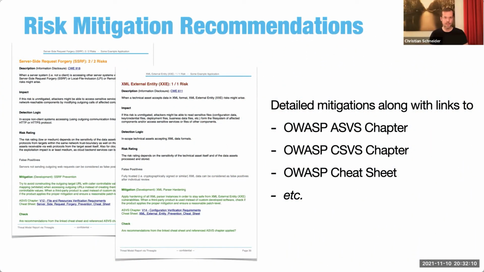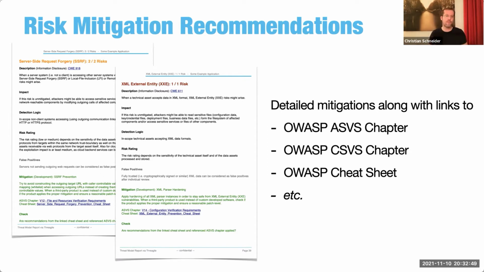So let's go to the mitigation things and recommendations. For each identified type of risk, here you see two examples. There are some detailed mitigation steps described, including links to the OWASP, ASVS, CSVS, and cheat sheet chapters, if applicable. So, for example, you see the impact description, what this risk means if the attack unfolds, how it's detected by Threagile, how the risk rules are detecting that, how it's being rated.